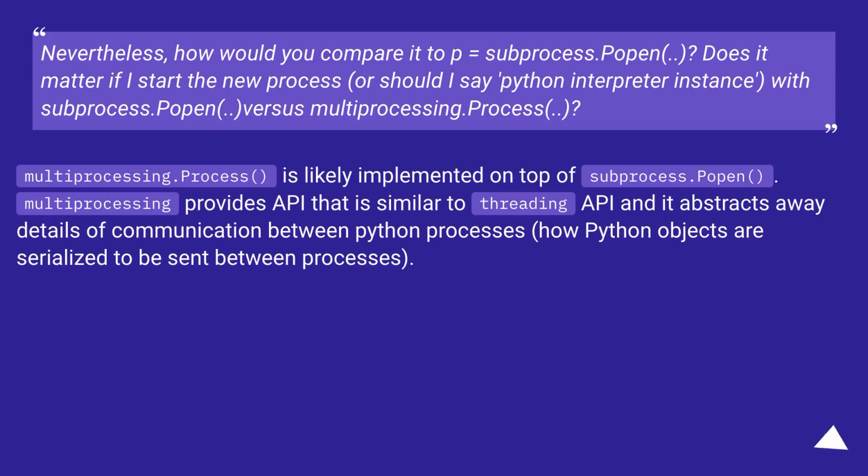Nevertheless, how would you compare it to p = subprocess.Popen? Does it matter if I start the new process, or should I say Python interpreter instance, with subprocess.Popen versus multiprocessing.Process? Multiprocessing.Process is likely implemented on top of subprocess.Popen. Multiprocessing provides an API that is similar to the threading API, and it abstracts away details of communication between Python processes, how Python objects are serialized to be sent between processes.